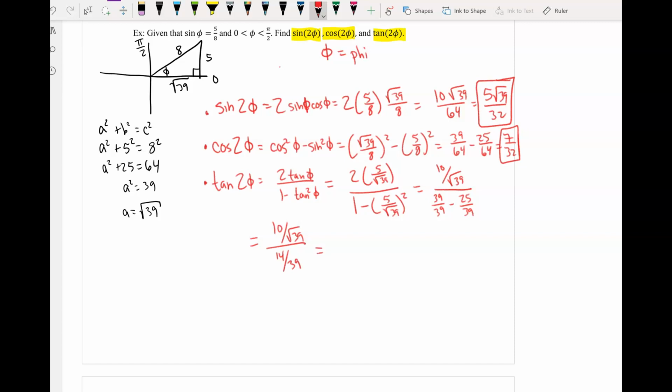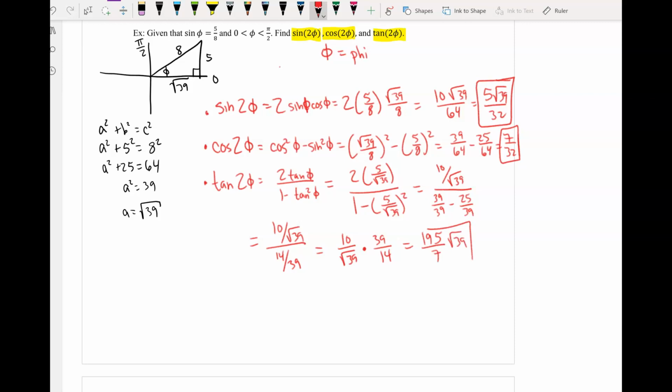So what would this give me? Divided, so flip. So I'm going to get 10 over square root of 39 times 39 over 14. Oh gosh, I don't even know what that is. Okay, so 10 times 39, and I'm going to multiply this by, so divided by 14. So I get 195 over 7 times square root of 39.